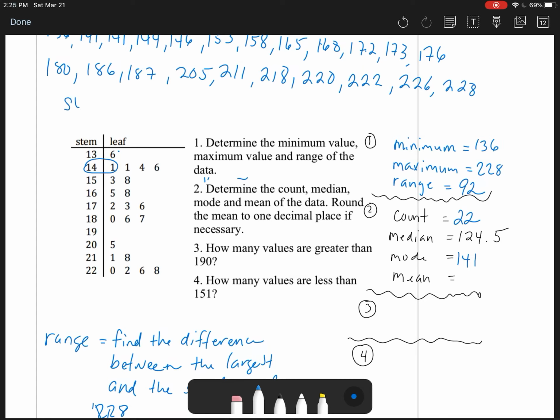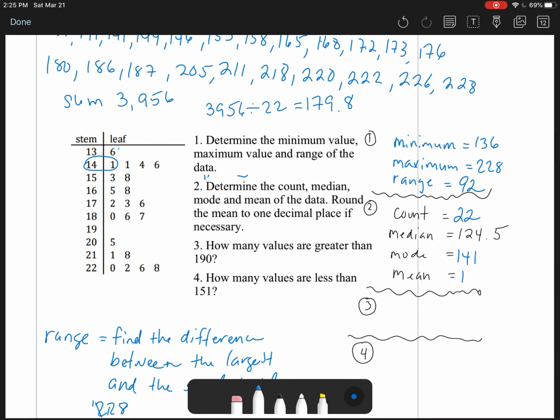Okay, so the sum I got is 3,956, and then we're going to divide that by 22. That gives us 179.81, and it says round to the nearest decimal, so 179.8. So the mean or the average is 179.8. Okay. How many values are greater than 190?